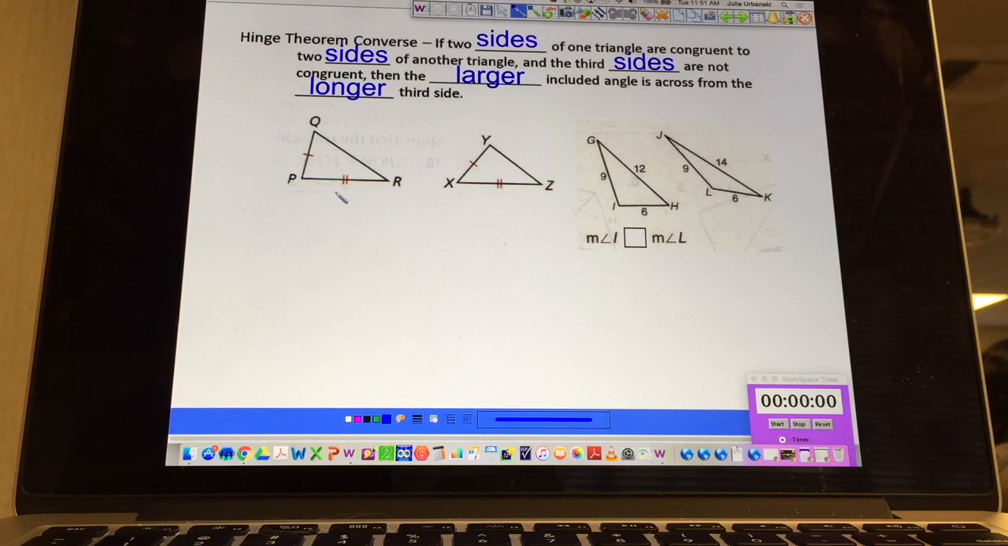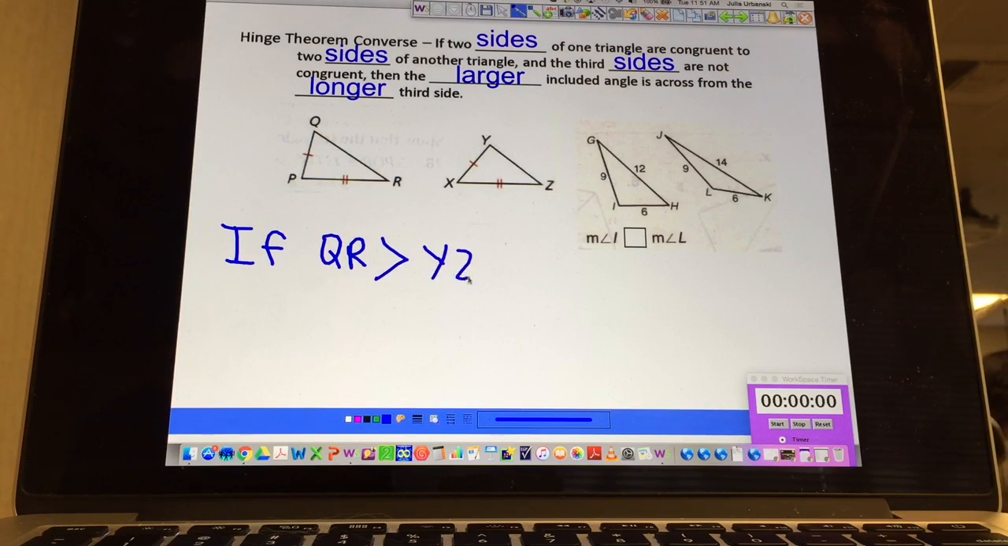If somehow you are given, or you know for a fact by numbers or whatever, that QR is greater than YZ, QR is here, YZ is here, then compare the angles. Which angle would be bigger? If QR is the bigger side, then what's the bigger angle? P. P, that's right.